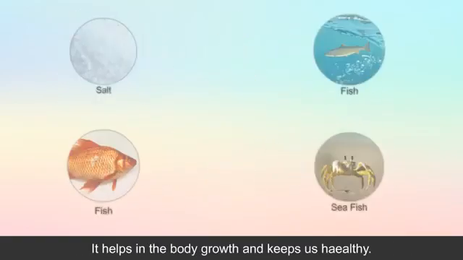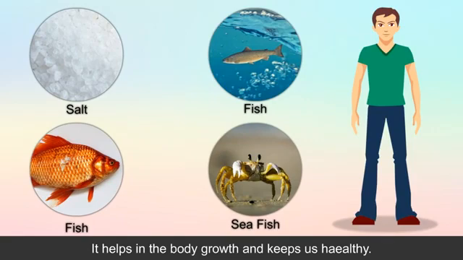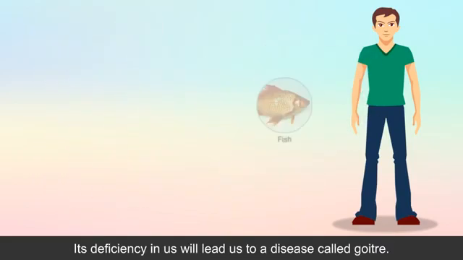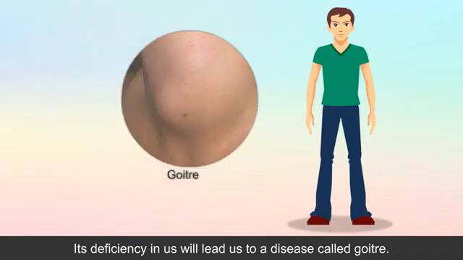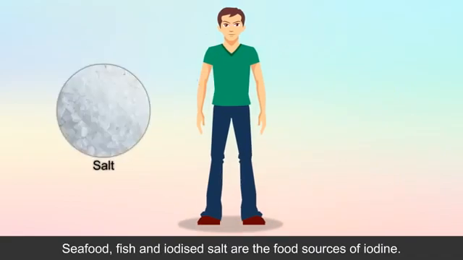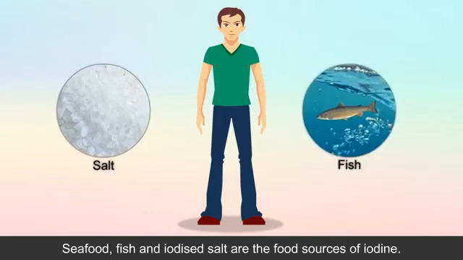Green leafy vegetables, eggs, nuts, peas are good sources of iron. Iodine. It helps in the body growth and keeps us healthy. Its deficiency in us will lead us to a disease called goiter. Seafood, fish, and iodized salt are the food sources of iodine.